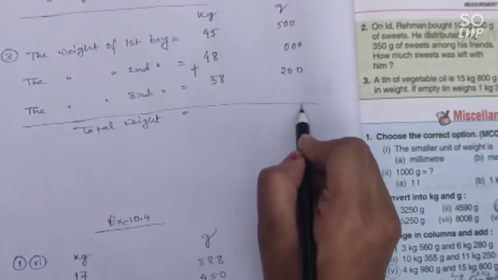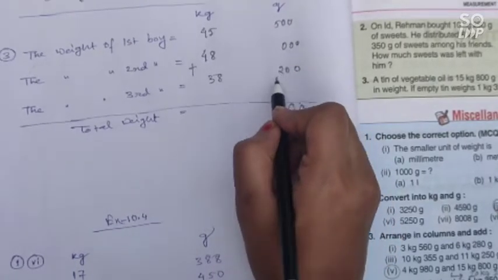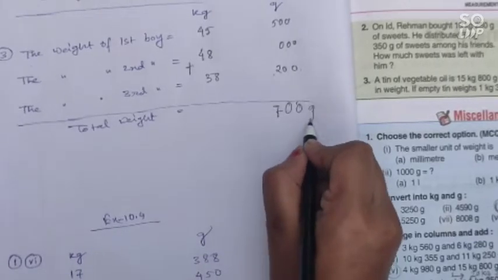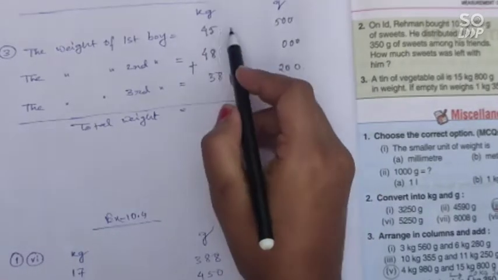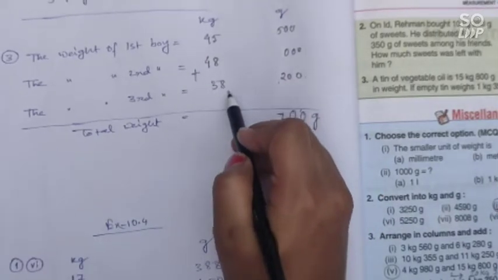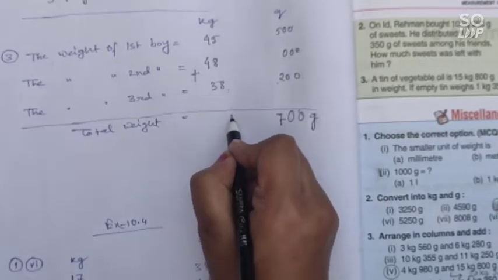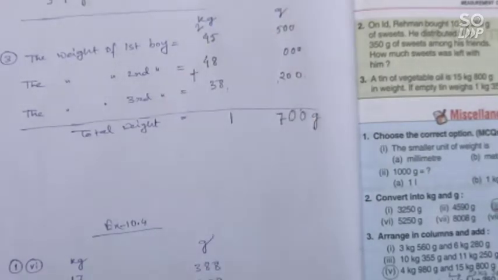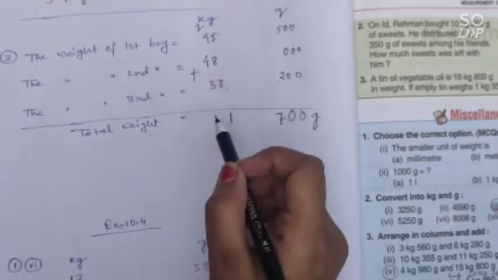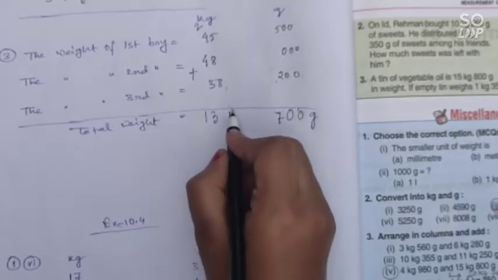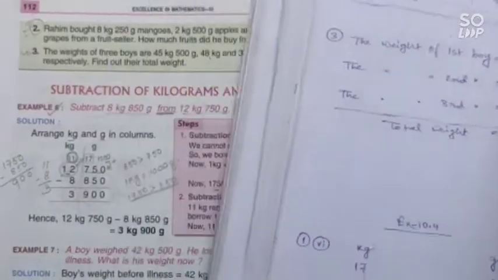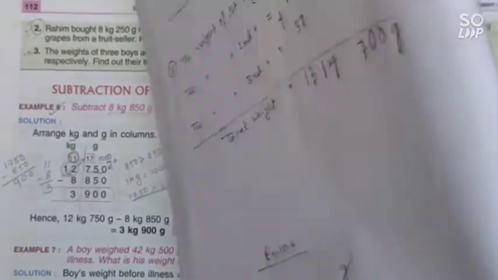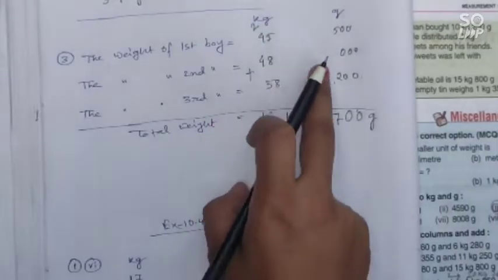0 plus 0 plus 0 is 0, 0 plus 0, 5 plus 0, 5 plus 2, 7. 700 gram. Next, 5 plus 8, 13. 13 plus 8, 21. So 2 will carry here. 4 plus 4, 8 plus 2, 10. 10 plus 3, 13. So 131 kg, 700 gram. This is the total weight of 3 boys. I hope it is clear to everyone.